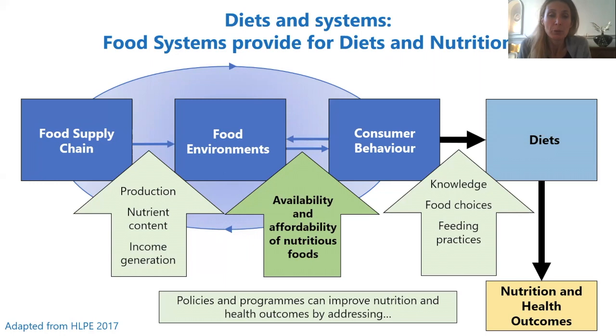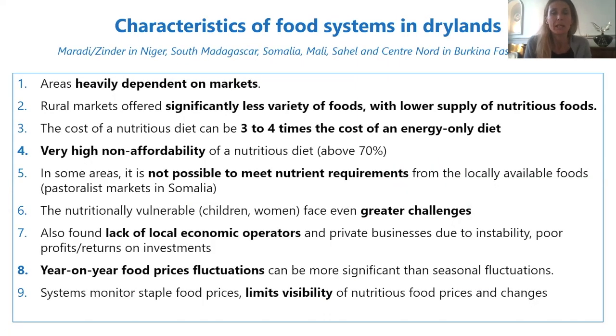We really want to assess the characteristics of dryland food environments. For that, we've been measuring availability and affordability of nutritious foods in this context. This has helped us to understand the level of constraint that individuals and households can have when making food choices, and that will affect diets and health and nutrition outcomes. So, an overview of the main characteristics of food systems in drylands.